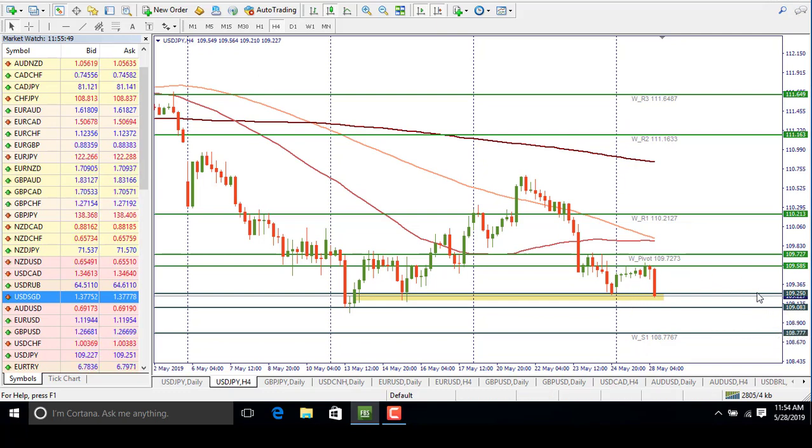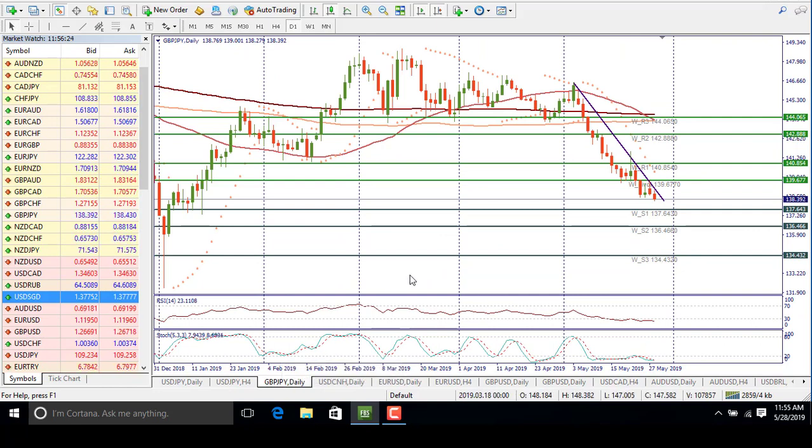If the support zone near these levels is broken, bears will pull the pair even lower to the weekly pivot support at 108.78. Otherwise, if bulls take over the market, they will try to retest the resistance at 109.59 and push the pair higher to the weekly pivot resistance at 109.73.